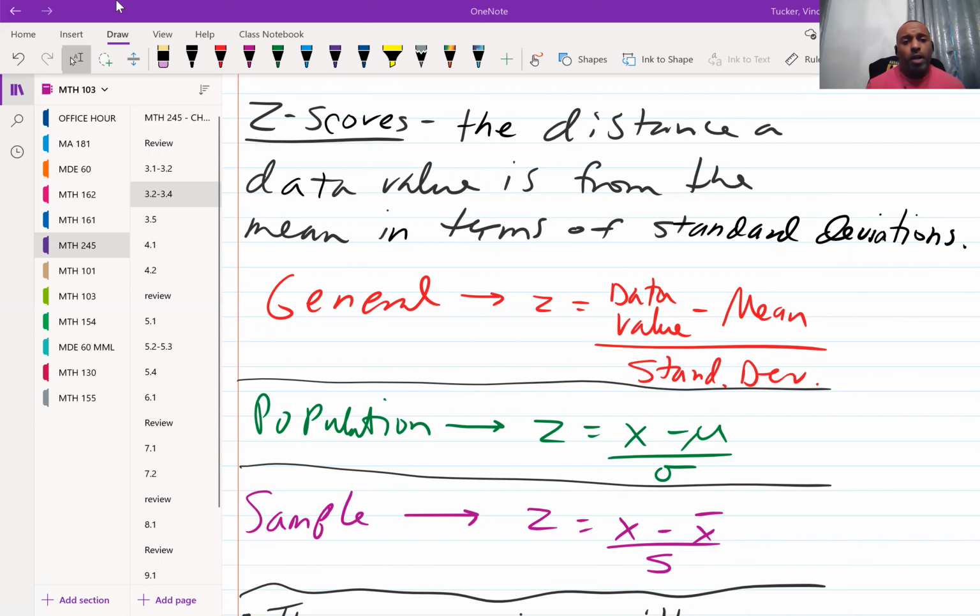And so in the green and in the purple, I was just using the symbolism for the population versus the sample. So it doesn't matter which symbols you use, doesn't matter whether it's population or sample, it's always going to be what's in the red, your data value minus the mean divided by the standard deviation. Those are just the symbols that you would use for the population or the sample, but they still represent the data value minus the mean divided by the standard deviation.